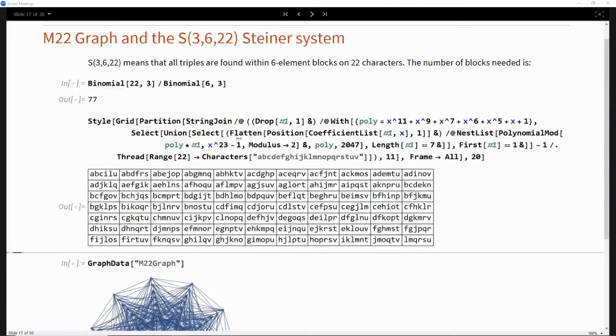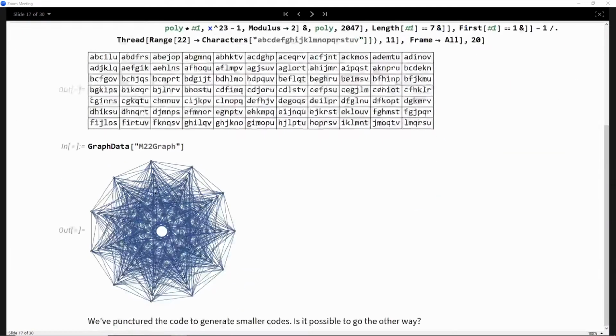So this series has been a way of puncturing a code to generate a smaller code. And any triple is in a block of size 6, using a triple of the 22 characters in this set. So that's showing the method of puncturing a code.